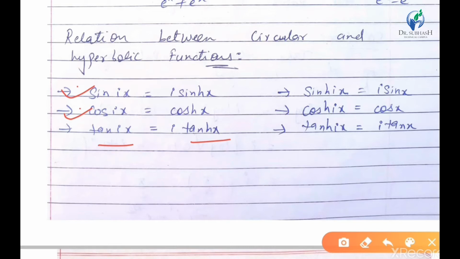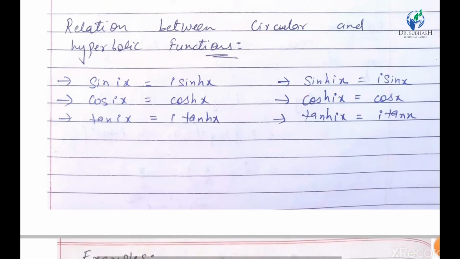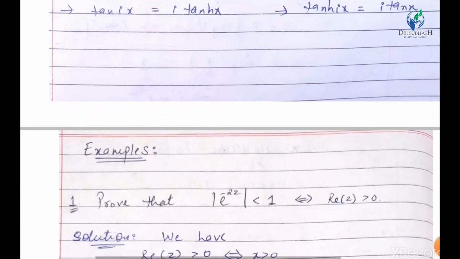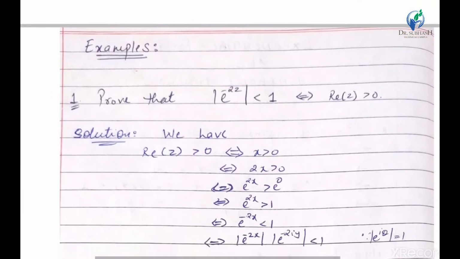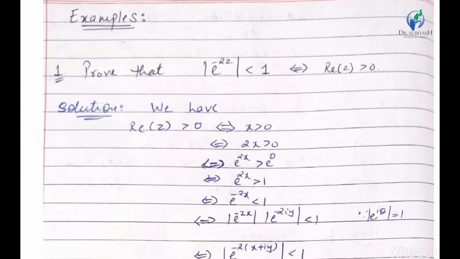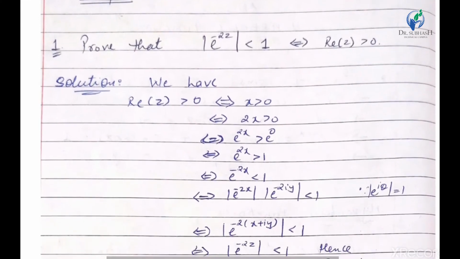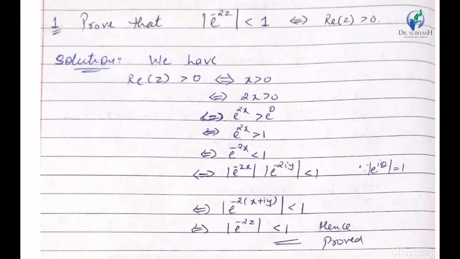Sinh ix is equal to i sin x. Cosh ix is equal to cos x. And tanh ix is equal to i tan x. These are some relations between circular and hyperbolic functions. Now let us go through some proofs and some examples which are important from the examination point of view.